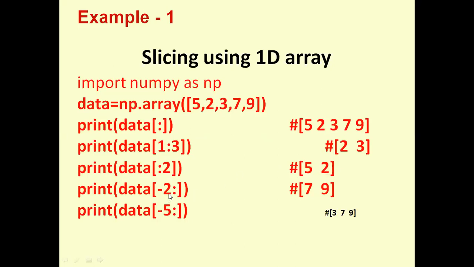And here -2 colon, from the last value will be printed. -1, -2, this will be printed. And in this -5, all the values -1, -2, -3, -4 all the values from the back will be printed. I am showing this output.